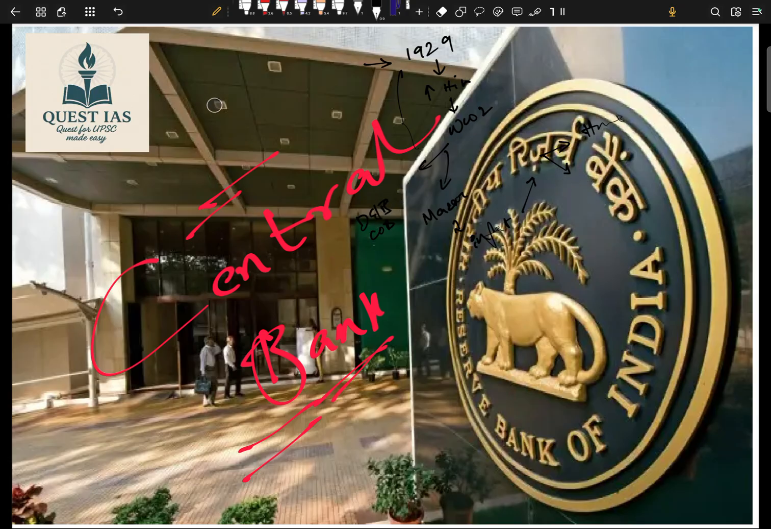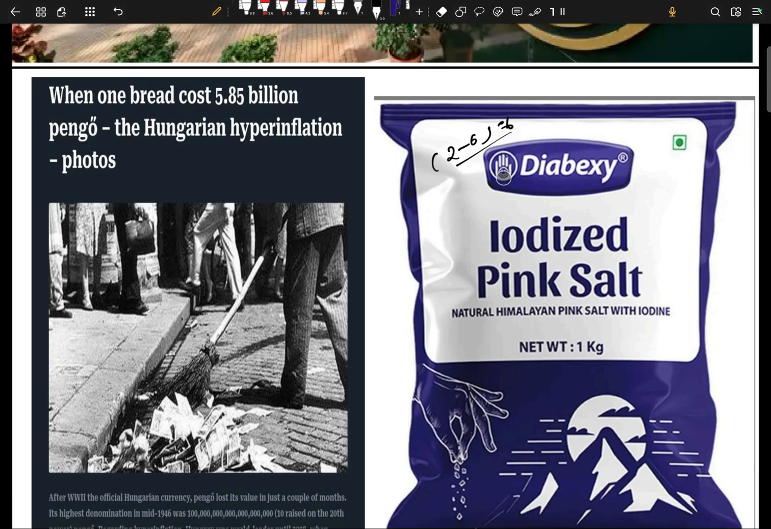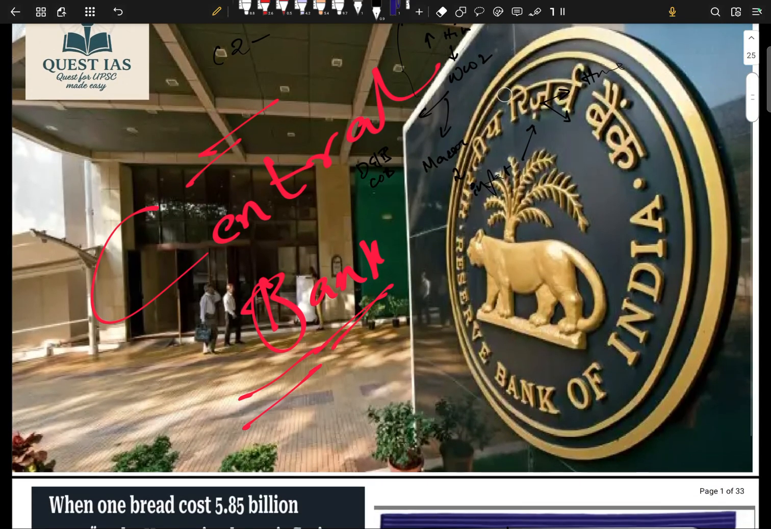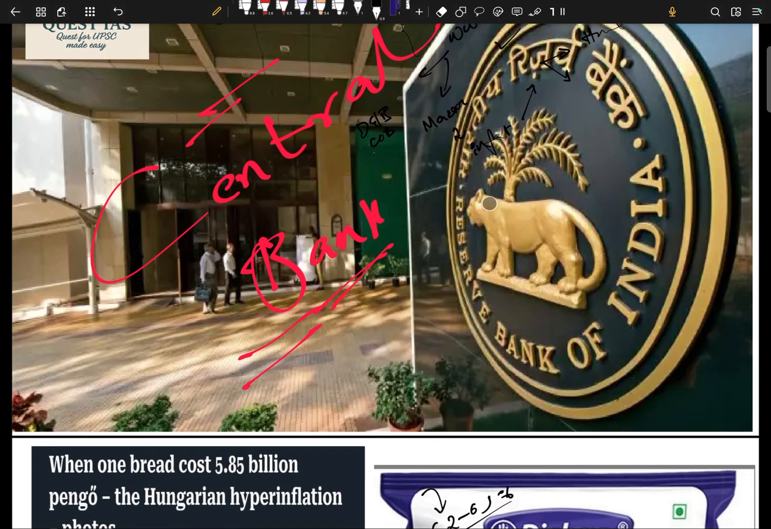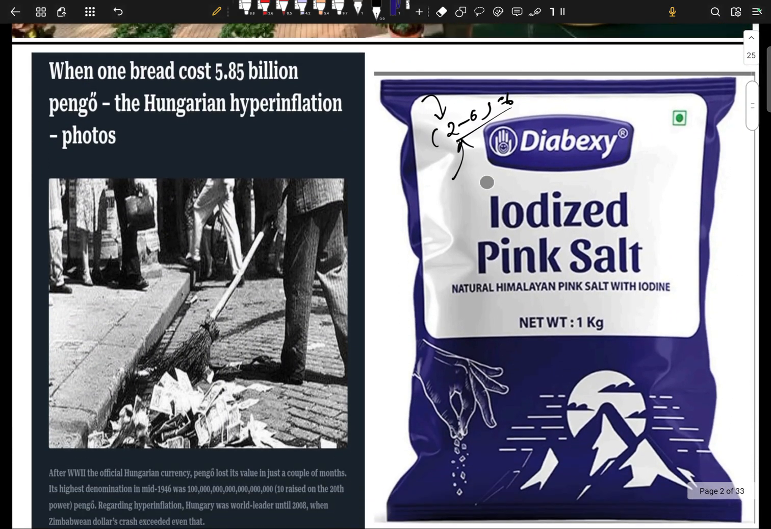We've also seen that inflation, when it's a pinch of salt, that is exactly 2 to 6%, is good for an economy. And it is the duty of the RBI to maintain inflation in this bandwidth. Alright? So in this chapter, we'll be looking at the Central Bank of India, that is RBI, and how it controls the price rates in the market.